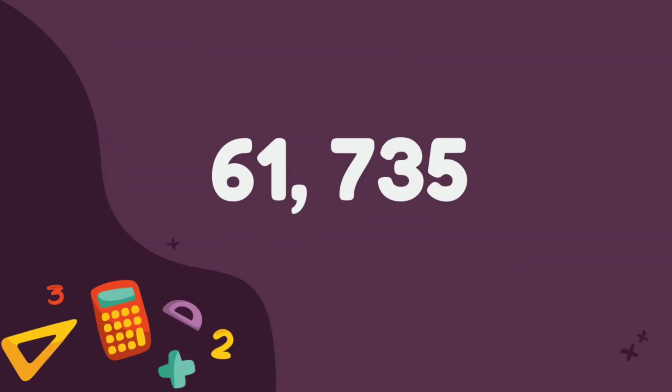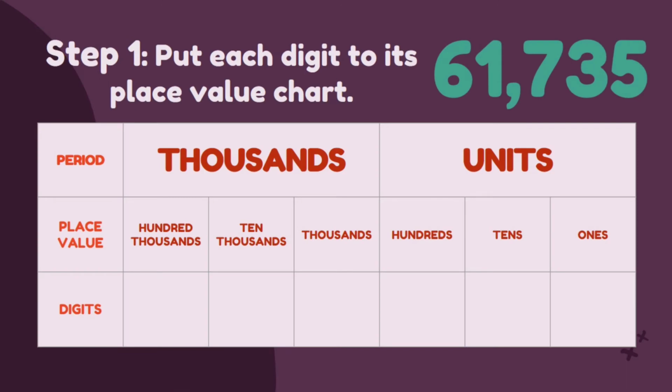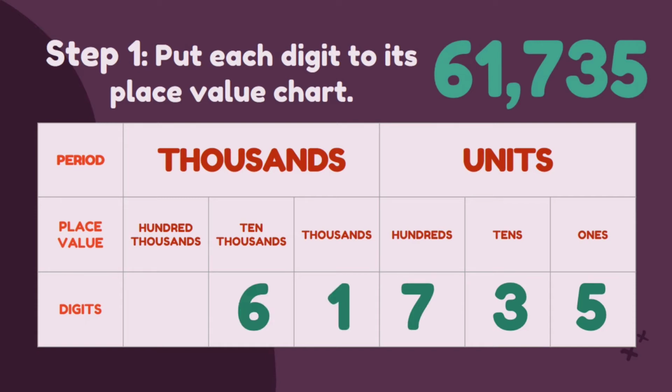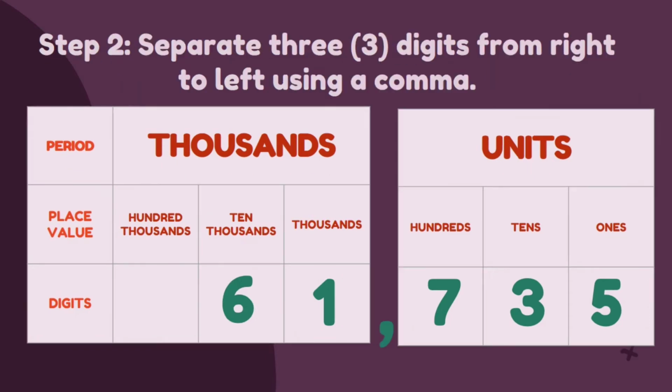Let us try to read and write this number in words. Let's do it together. Are you ready? Step 1. We put each digit to its place value chart. 5 in ones place, 3 in tens place, 7 in hundreds place, 1 in thousands place, and 6 in 10,000s place. Then, we separate the group of numbers using a comma.